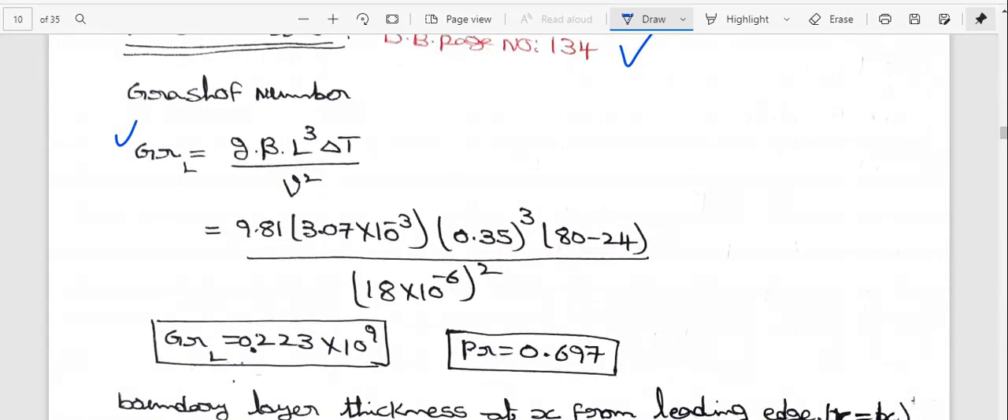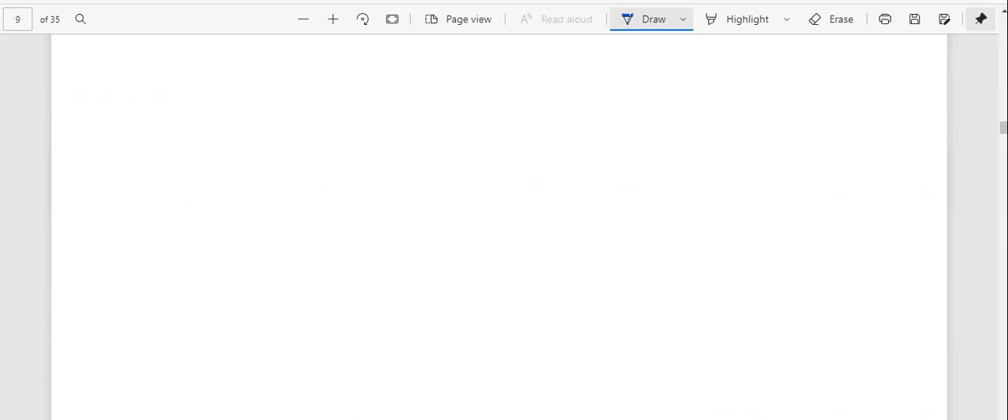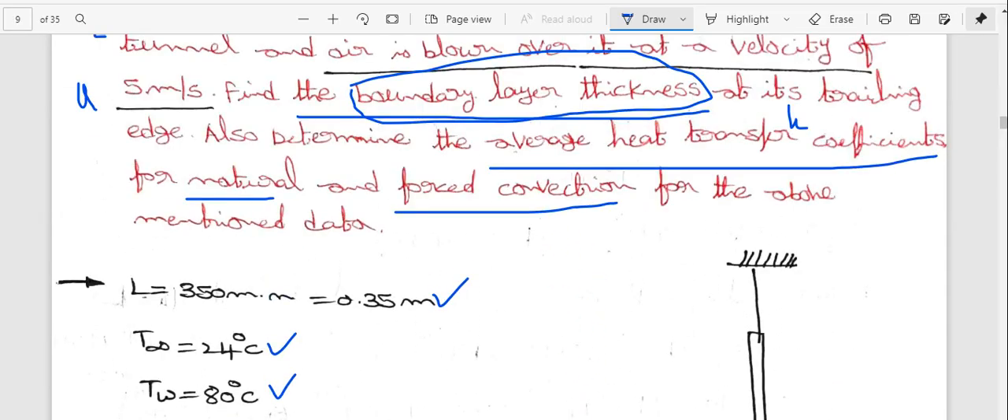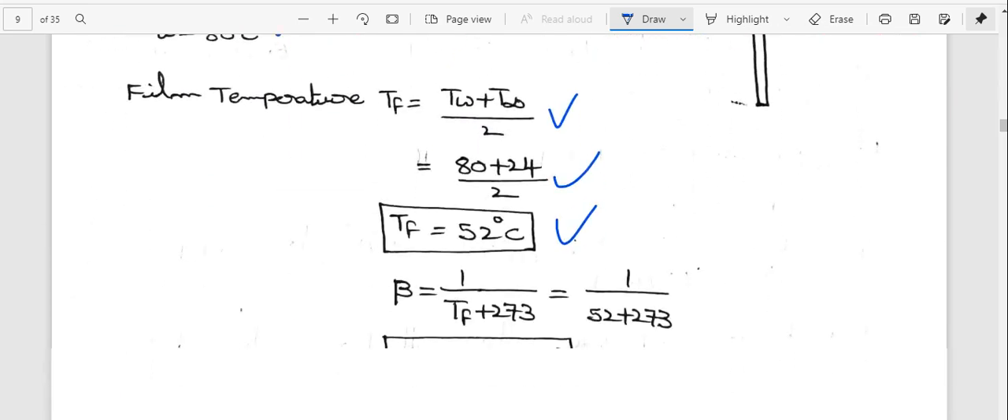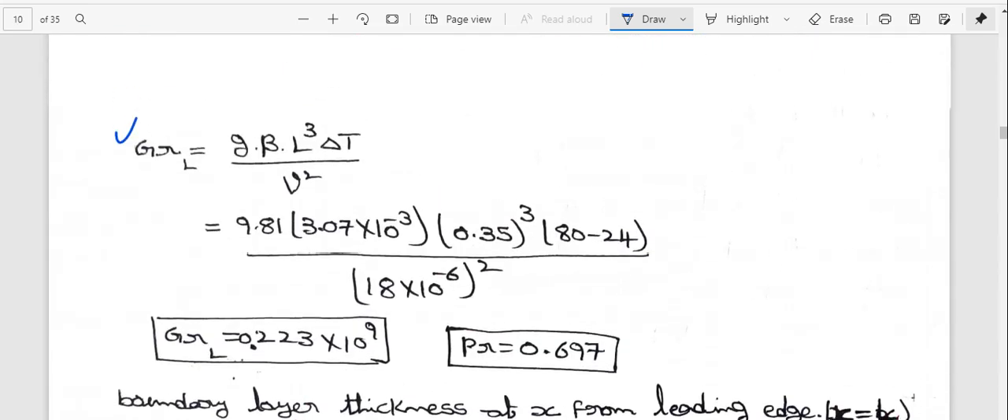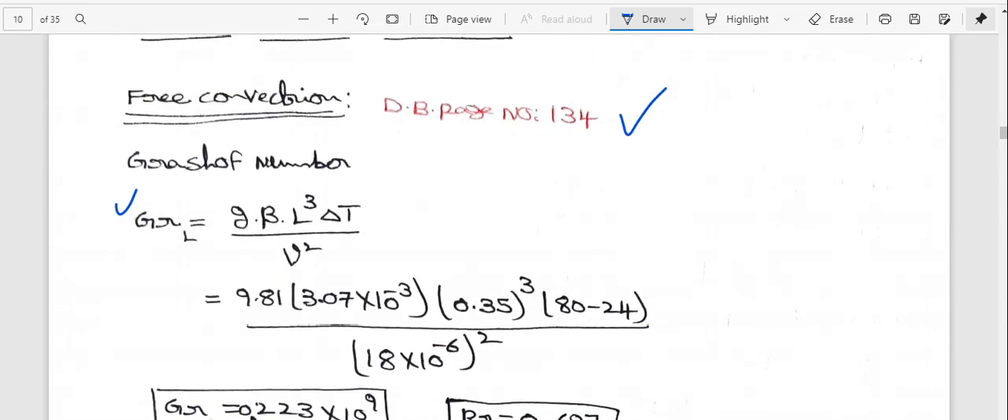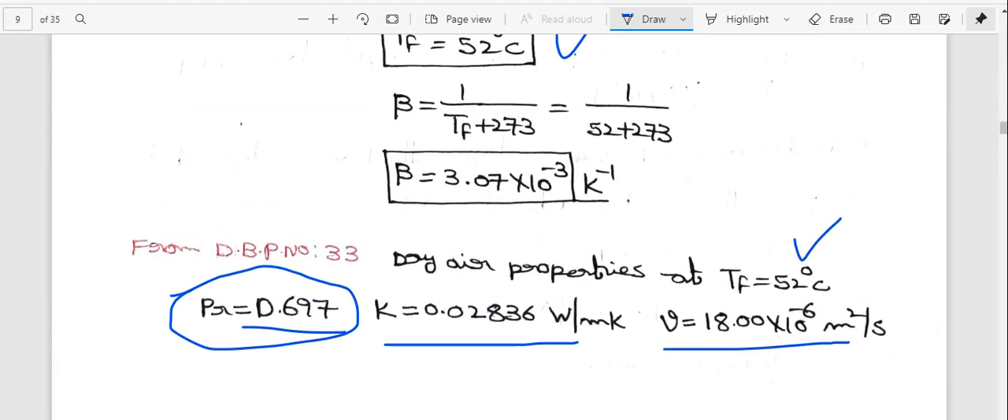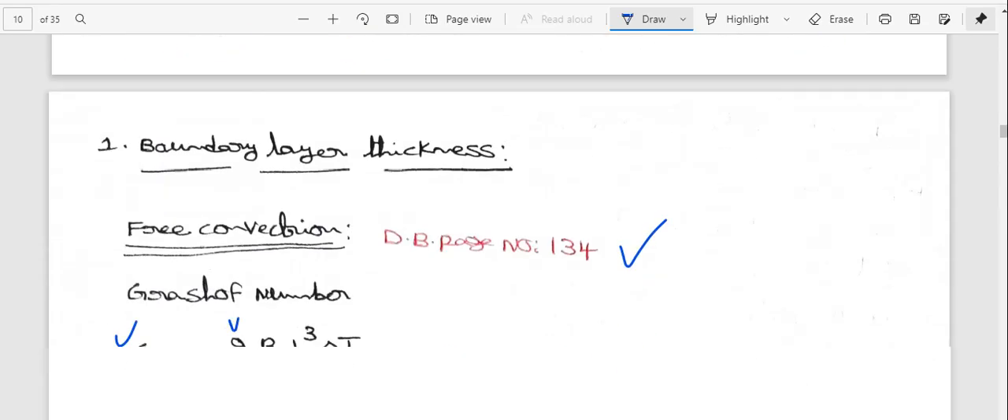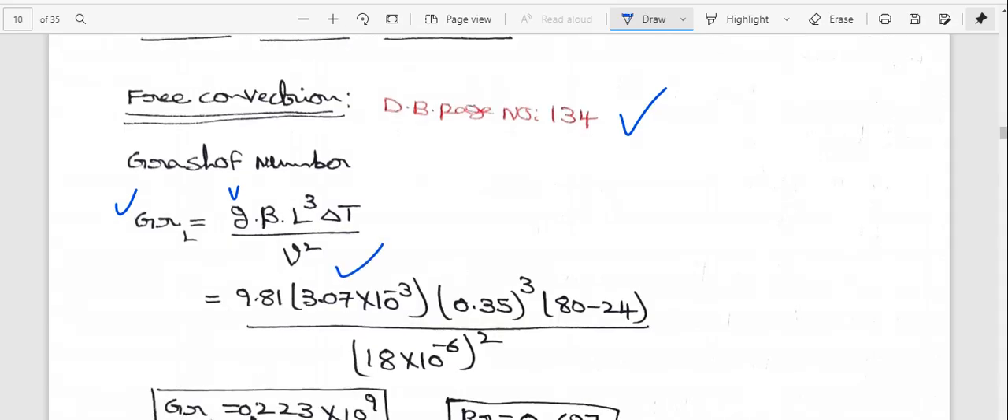So now we need to substitute these values. What is the length of the glass plate? L equals 0.35. Here g equals 9.81 and beta we already calculated from data book page number 33. That means beta equals 1 by (T film temperature plus 273). Beta is equal to 3.07 into 10 power minus 3.